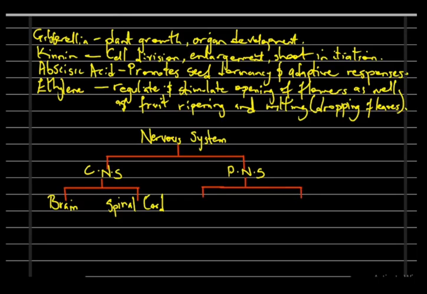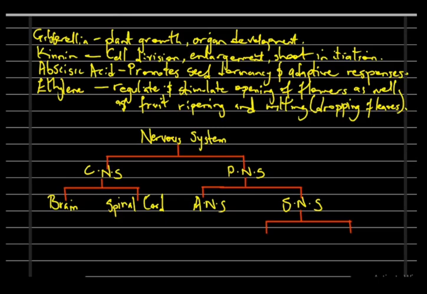We have the ANS, which is the autonomic or autonomous nervous system. And then the second one is SNS, which is the somatic nervous system. Now the somatic nervous system is also divided into two. And now this division consists of the sympathetic and the parasympathetic nervous system.